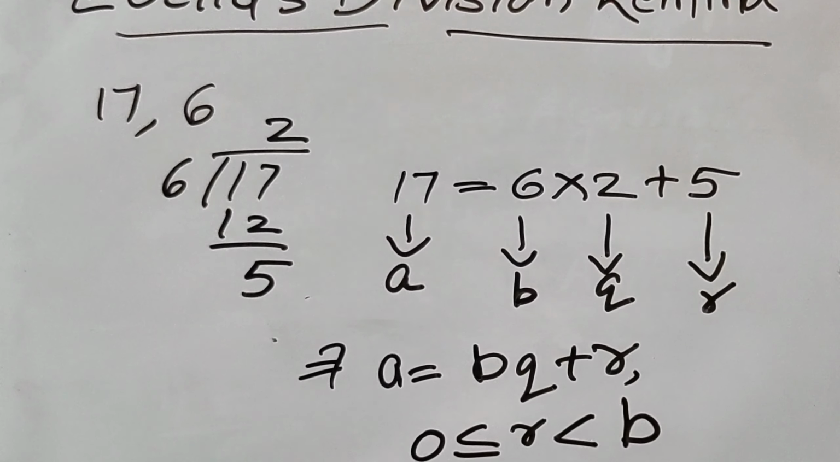So if we have two integers a and b, we can find two other integers q and r satisfying a is equal to bq plus r. That means if we have two integers a and b, we can divide a by b and find the quotient as q and the remainder as r, and this a can be written in the form bq plus r, and the condition for r is 0 less than or equal to r less than b. So this is known as Euclid's division lemma.